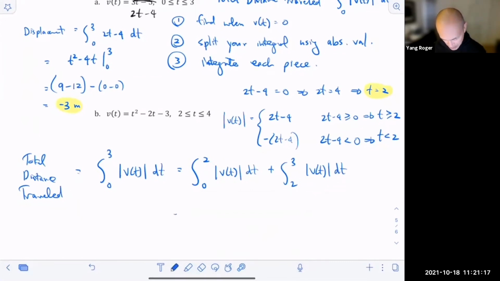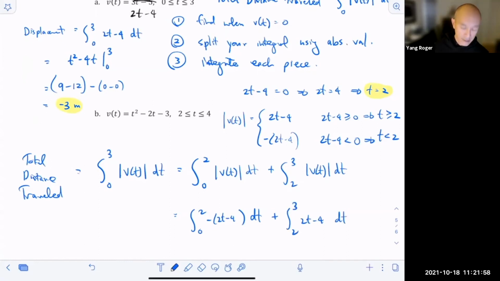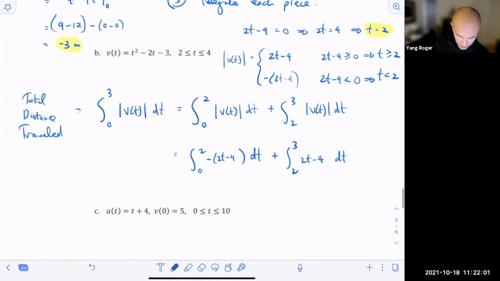So on the first piece, because the t values here are less than 2, I need to put this one over here. So this should be negative 2t minus 4. And for this one, because my t values are from 2 to 3, those values are greater than 2. So this one needs to be the positive 2t minus 4. But we're going from 2 to 3 here. Are there questions about this, my friends?